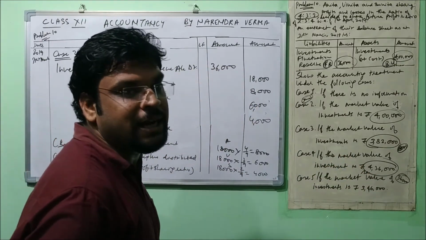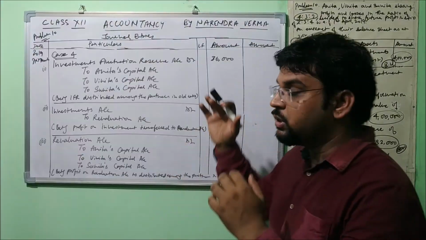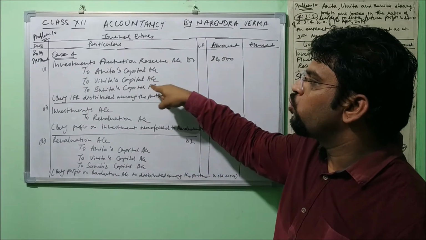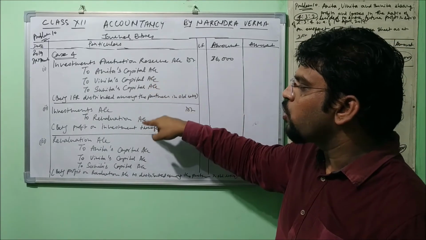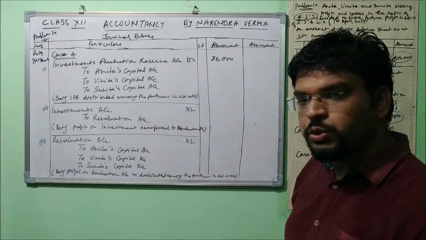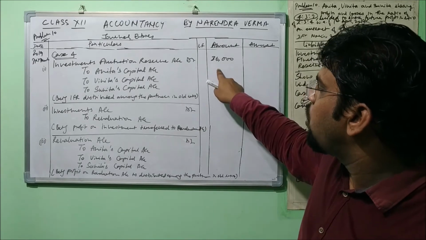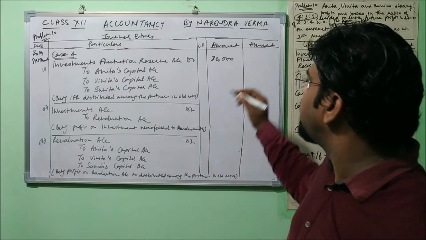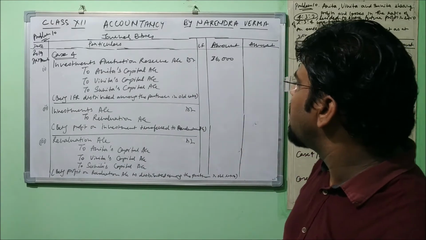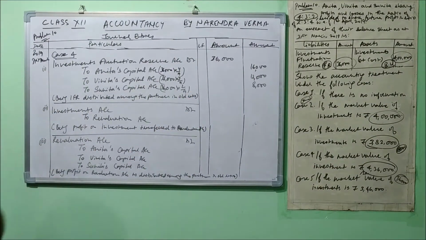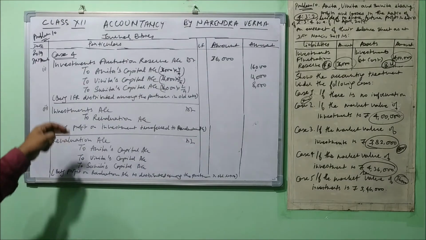So we will be passing 3 entries. How? I'll just show you. First entry for distributing the entire amount of IFR, second entry for recording the profit on investment, and third entry for distributing this profit among the partners. Understood? Now let's put in the amounts. The IFR amount is 36,000, which will be divided among the partners. We have already done this, so this was the entry in the first and second case, and the same has been repeated here. Now let's understand how much was the profit.